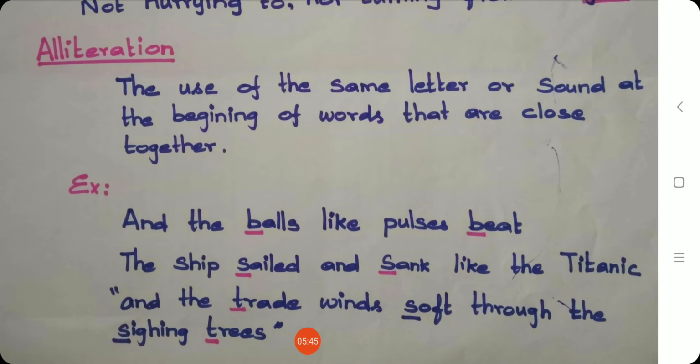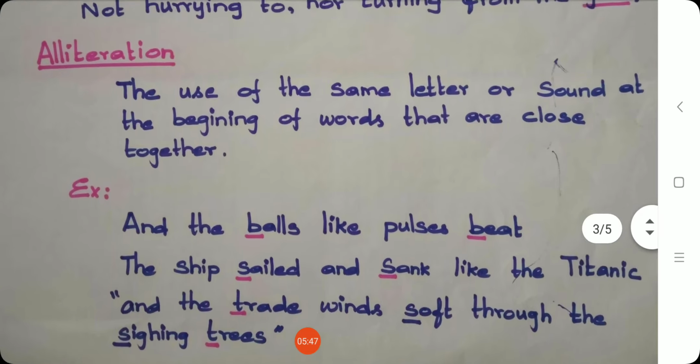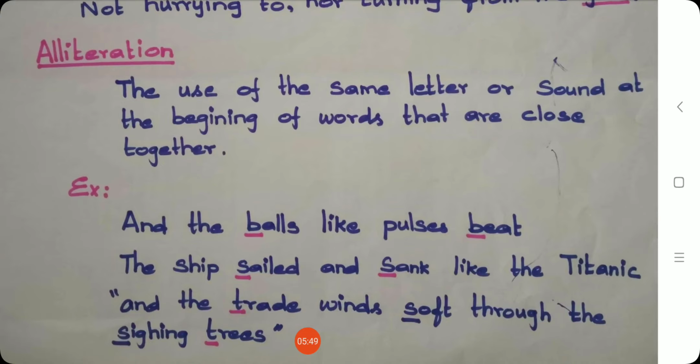Okay, so this is an example for alliterated words. See the second example: The ship sailed and sank like the Titanic. See here, we are having three words beginning with S: ship, sailed and sank. But sailed and sank have the same sound. Ship is beginning with SH.